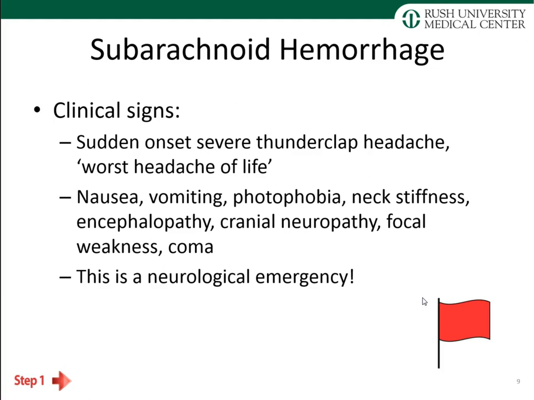It can wake the patient from sleep. The patients can have a variety of different symptoms depending on where the subarachnoid hemorrhage is occurring. Frequently, because of the sudden release of blood, they will have nausea and vomiting. They can have photophobia, neck stiffness, encephalopathy, cranial nerve abnormalities, focal weakness, or can go directly into a coma.